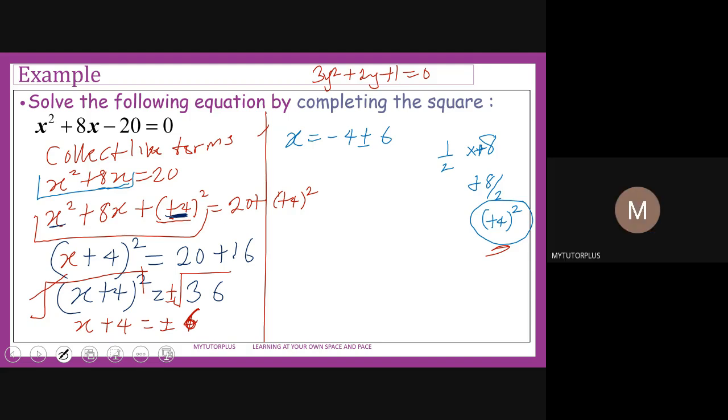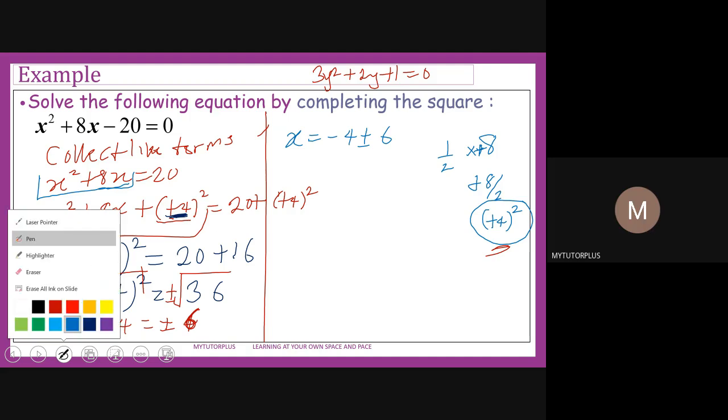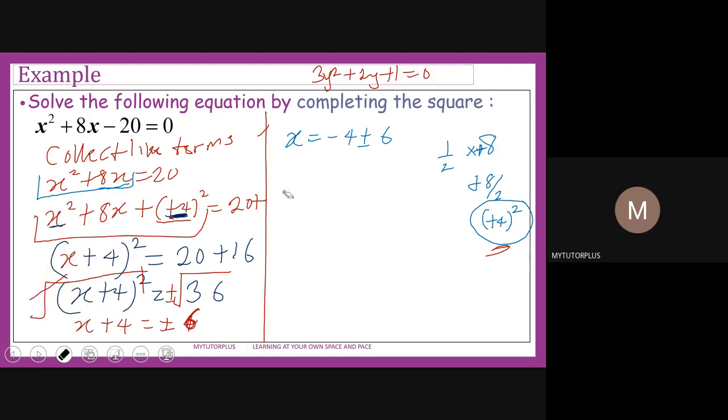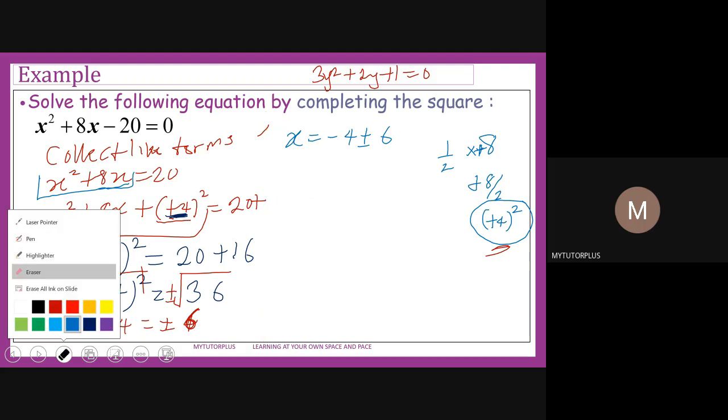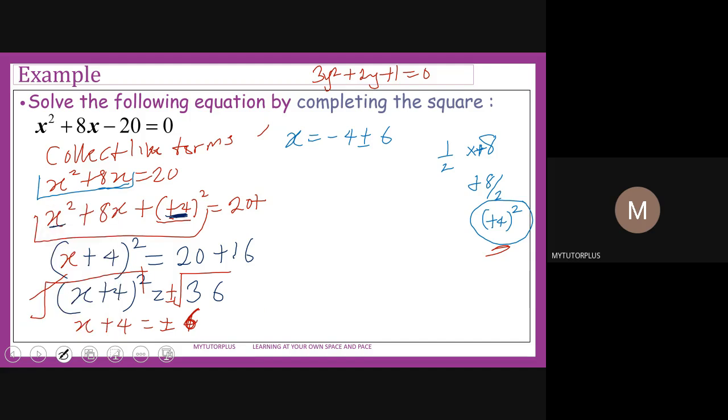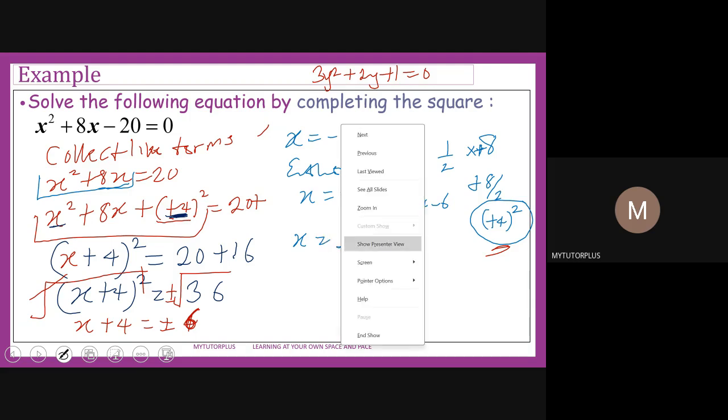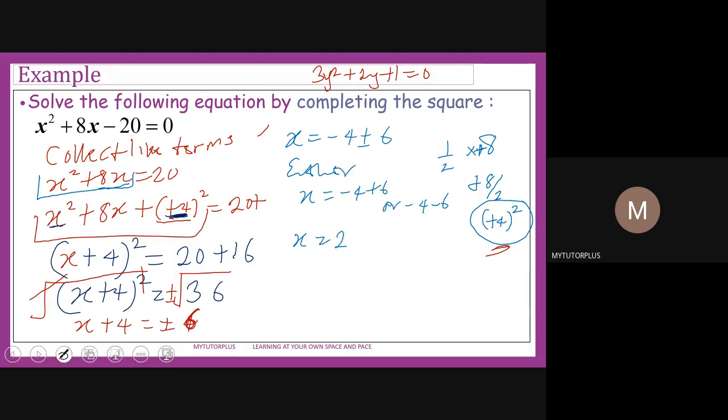Have you copied to this level? Yes. Now let me clean part of it. So give me a way. Now from this, I'm going to have either x equals -4 plus 6 or -4 minus 6. So x equals -4 plus 6 will give me 2, that will give me +2. Or you have -4 minus 6, that will give me -10. And that will be our final answer for this.